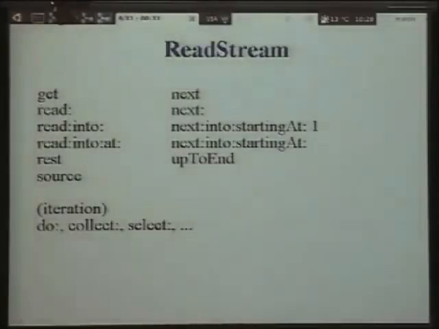A read stream has the up-to-end equivalent, called rest, and you can get access to the source of the stream, which can be another stream, a terminal, or whatever. We also added the collection-style iteration protocol, which is not the main thing, but you can simply iterate over all the elements, a sort of polymorphic behavior with collections. So you can do collect and select on a stream, but that's an immediate operation. It's just going to exhaust the entire stream.